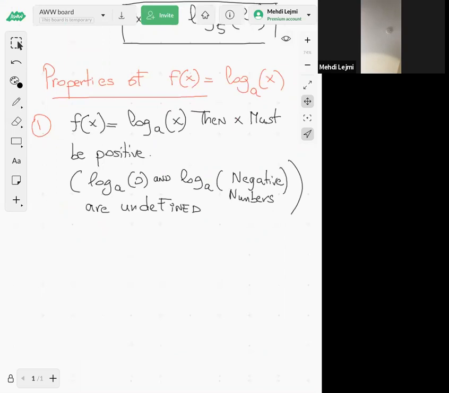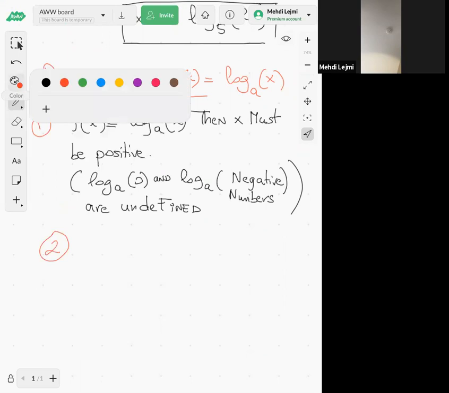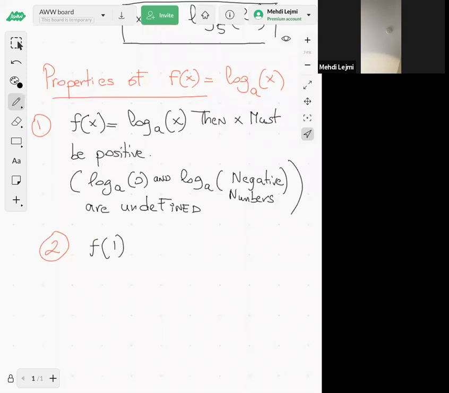Number 2, log of 1 in any base. This is the second property. So f of 1, log in base a of 1, is equal to 0. Log of 1 in any base is always equal to 0.